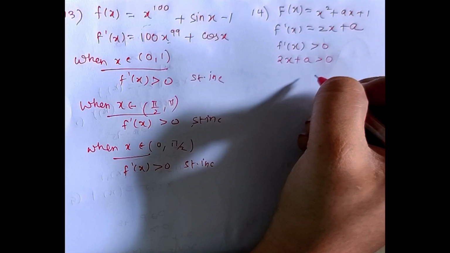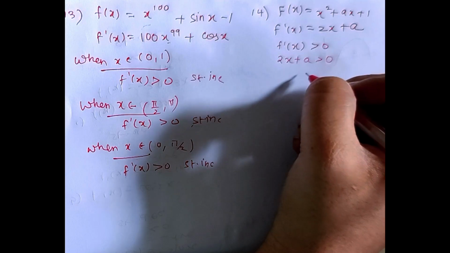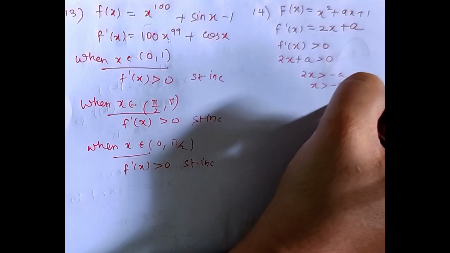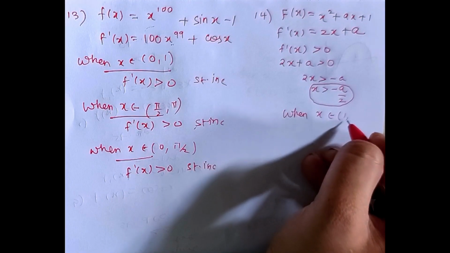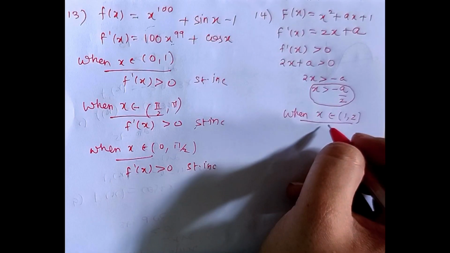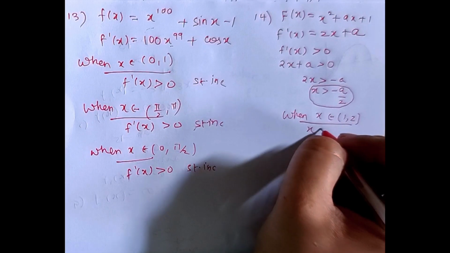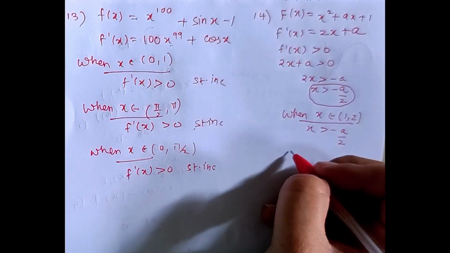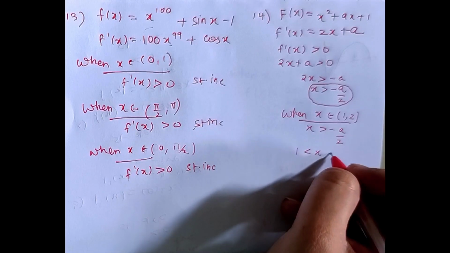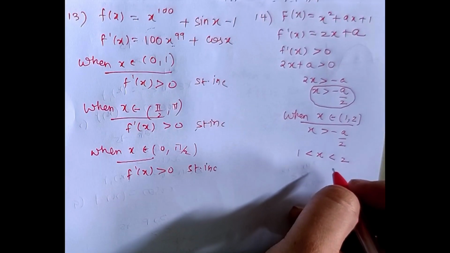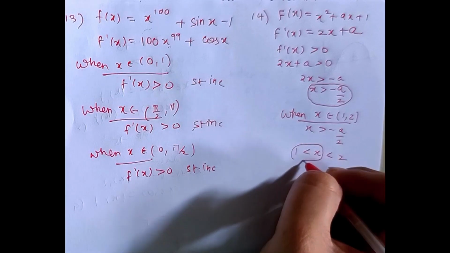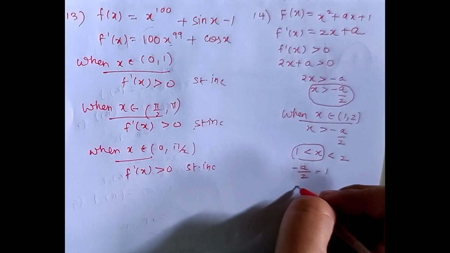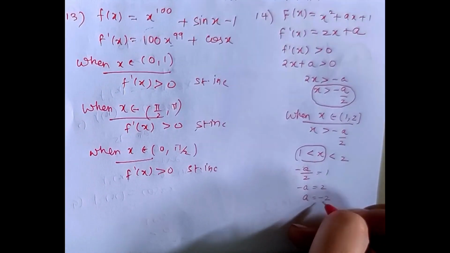Since we need to find the a value, we need to find the x value. So 2x is greater than minus a, so x is greater than minus a by 2. When x belongs to the interval 1, 2, the function is strictly increasing. That is, x is greater than minus a by 2. So we get 1 is less than x, less than 2. For the least value, we are going to compare these two. So x is minus a by 2 and the least value is 1. So minus a equal to 2, a is equal to minus 2.